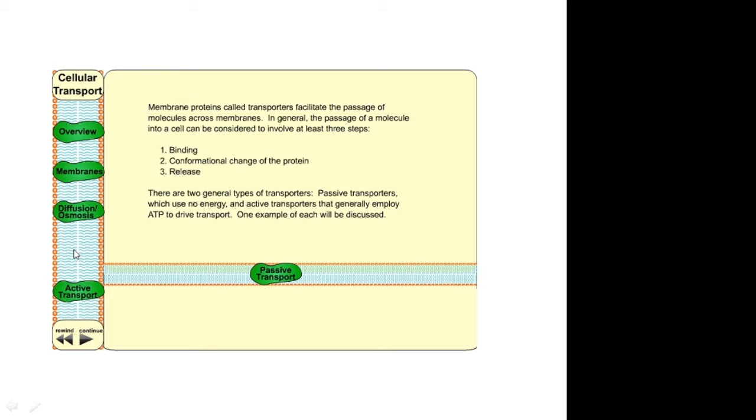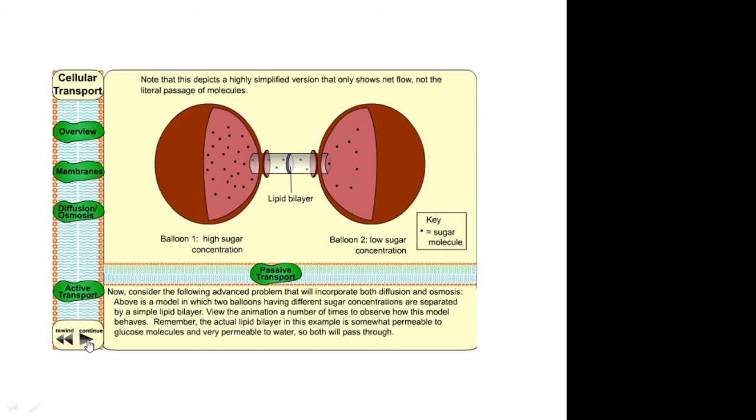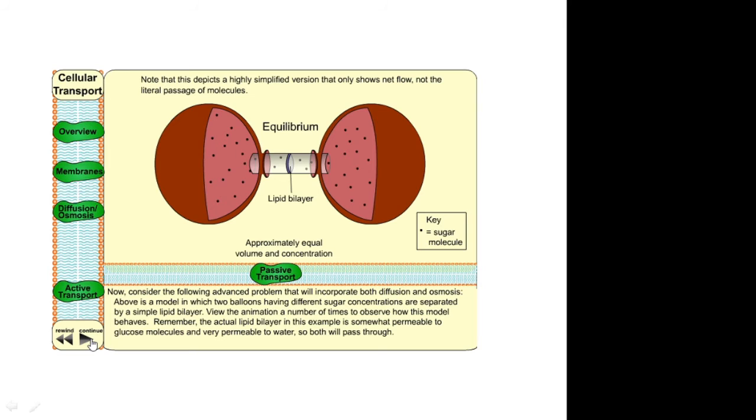In the previous one, we saw diffusion where the balloons are separated by a non-permeable membrane. This diagram is separated by a lipid bilayer. In this transport, balloon one has the higher concentration of sugar. Through the phospholipid bilayer, sugar molecules are permitted to cross the cell membrane. Now the two balloons reach equal concentration by equilibrium.